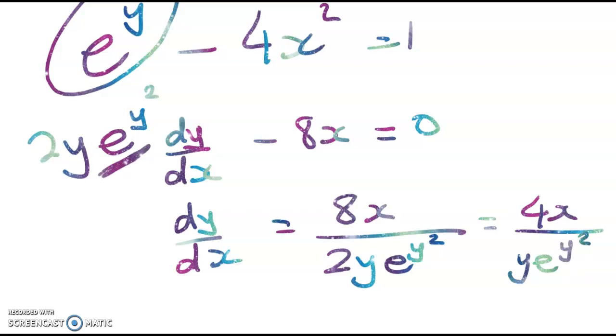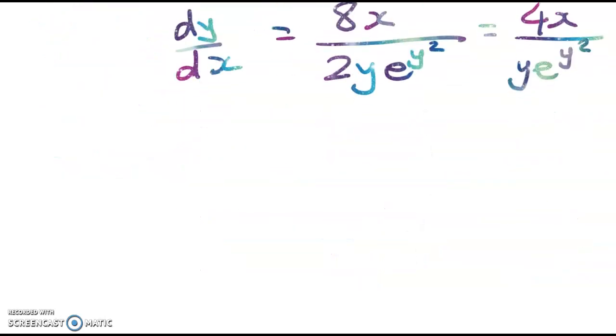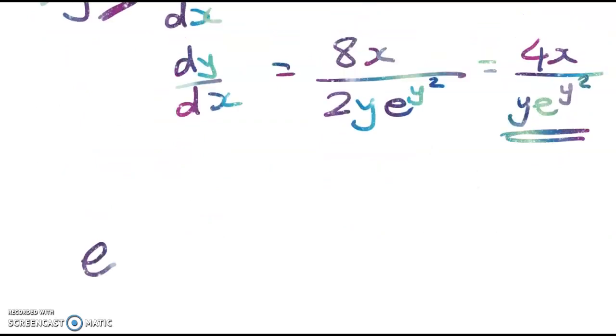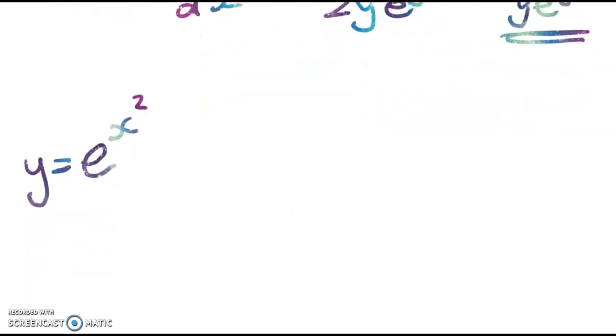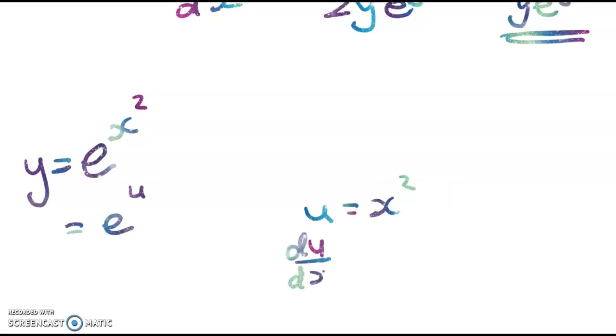Now, for those of you watching who are still not that confident with your chain rule, let's just look at, so that's my implicit answer, right, but just a little bit of revision. If I had y equals e to the power of x squared, how do we differentiate that? Well, we can treat that as e to the power of u, where u is equal to x squared. And du by dx is equal to 2x.